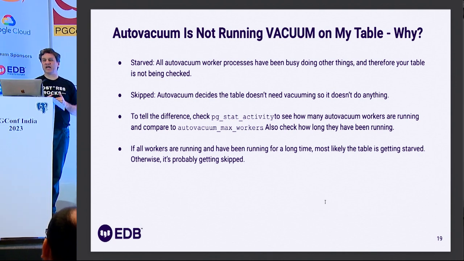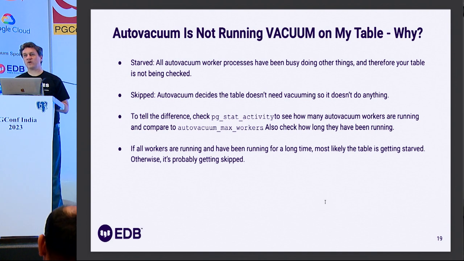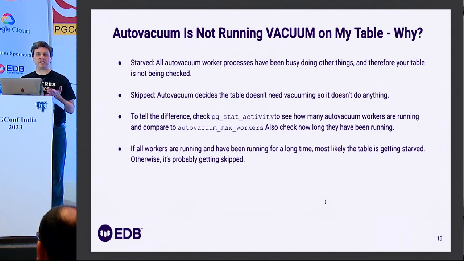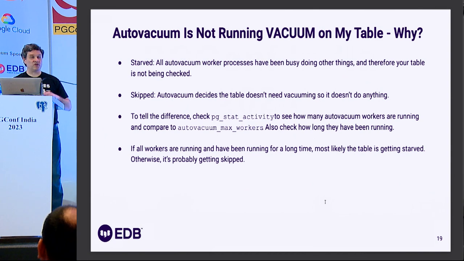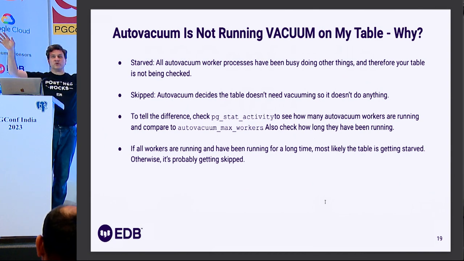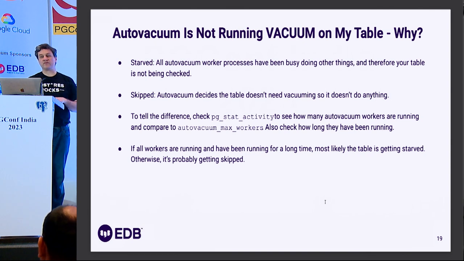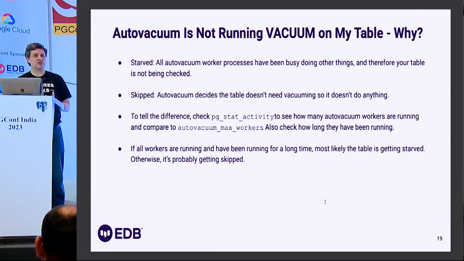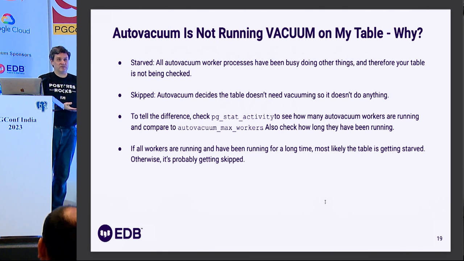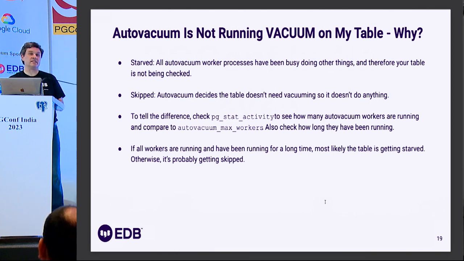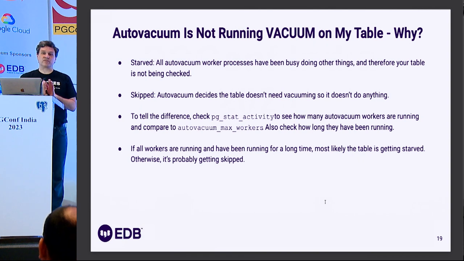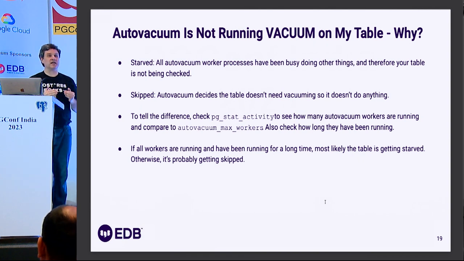I think the best way to find out is to look at what your auto vacuum workers are doing. How many of them are being used and how actively? If all of your auto vacuum workers are being used at all times for a long time, then most likely your problem is starvation. There simply haven't been enough resources to deal with that table, and so nothing is happening. But if you're not using all of your auto vacuum workers, well, then there are resources available. So in that case, most likely the problem is the table was checked, but the thresholds were not met, and AutoVacuum decided that nothing was needed.